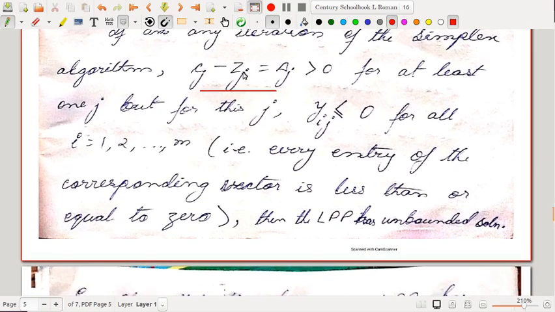This is what I have explained here. If at any iteration of the simplex algorithm Cj minus Zj, which is delta j, is greater than 0 for at least one j, but for this j, yij is less than or equal to 0 for all i, that is, every entry of the corresponding vector is less than or equal to 0, then the LPP has unbounded solution.